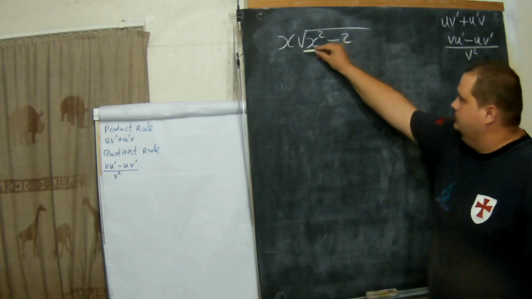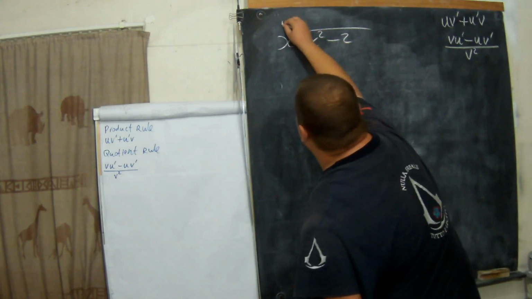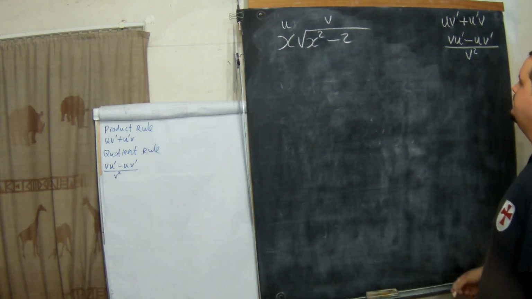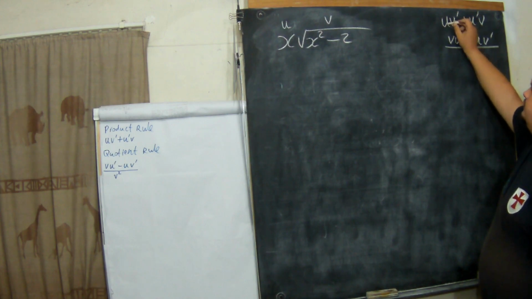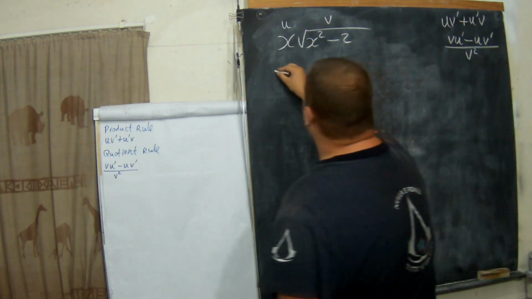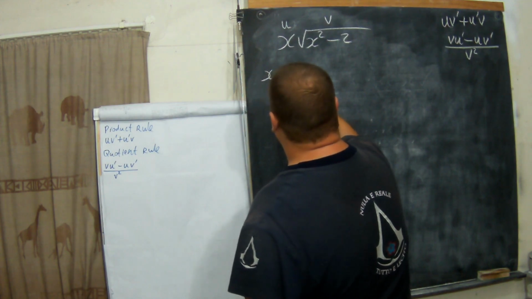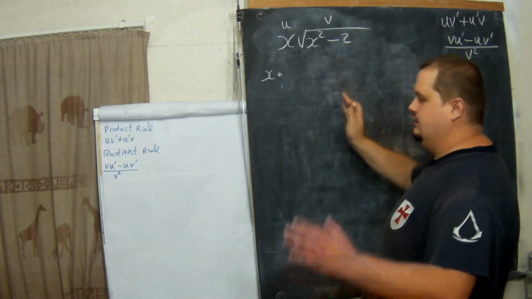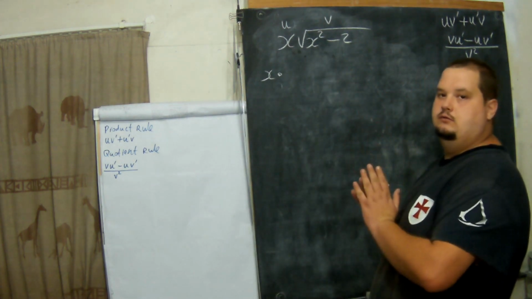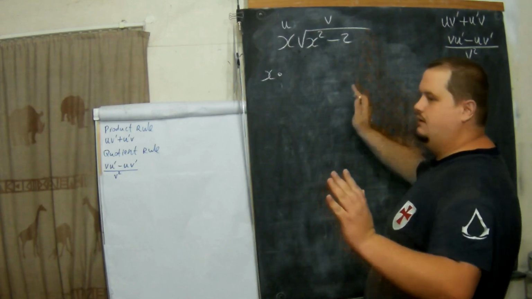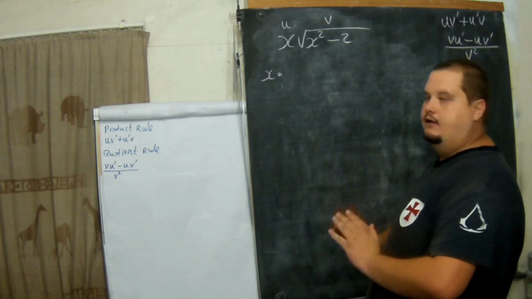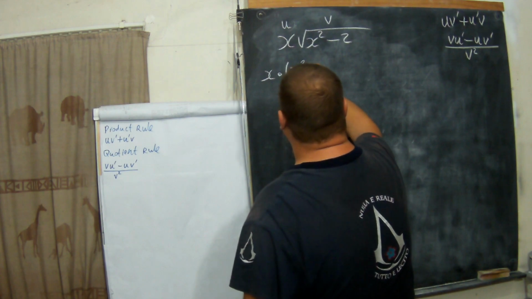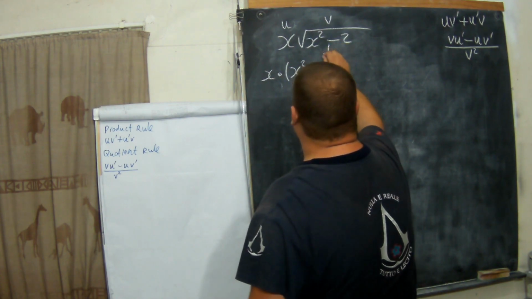This is a product rule. So this term will be u, and that term will be v. Right, so this is a product rule. Let's get into it. So u is x multiplied by, now we have to use the chain rule. The chain rule is what I term the outer inner rule. So you solve the outer first, and then you solve the inner, and you multiply it by the inner. I'll show you how to do that now. So that's x squared minus 2 to the power of a half.